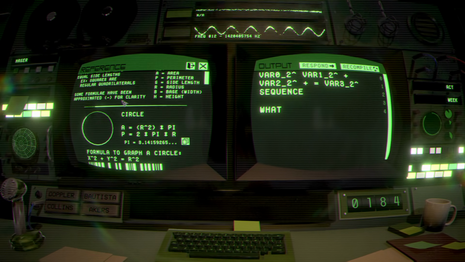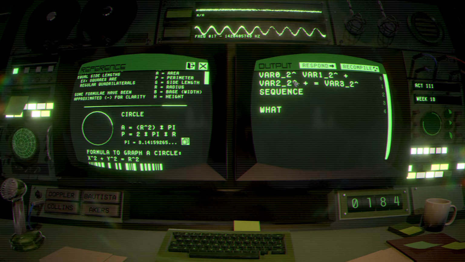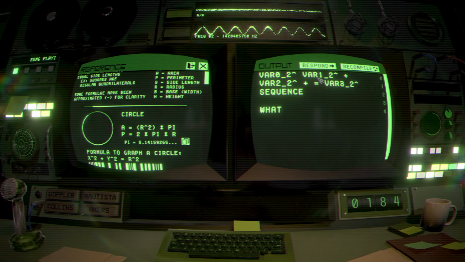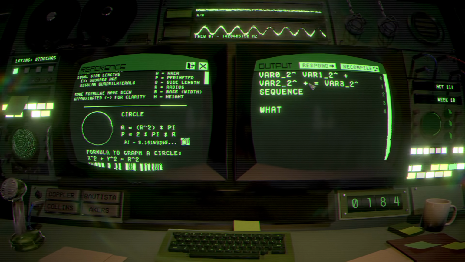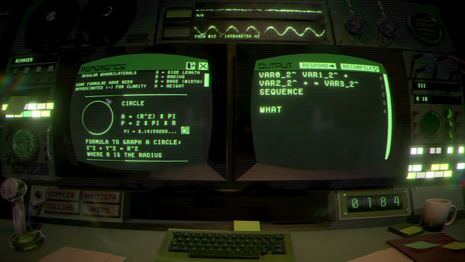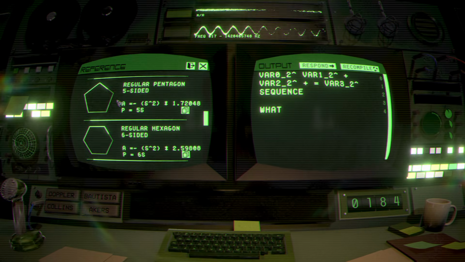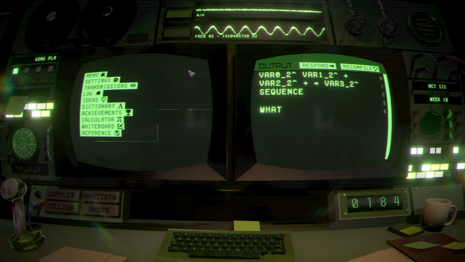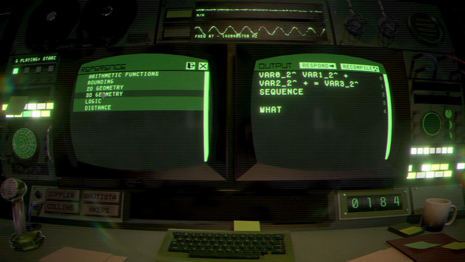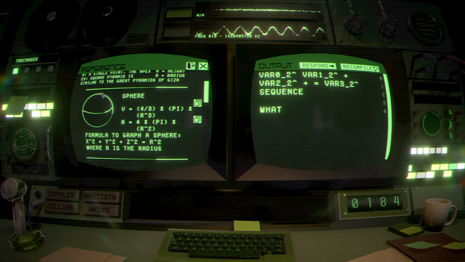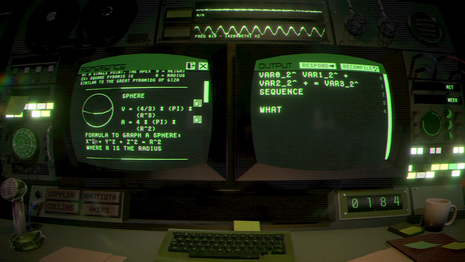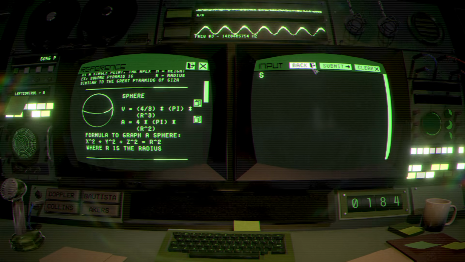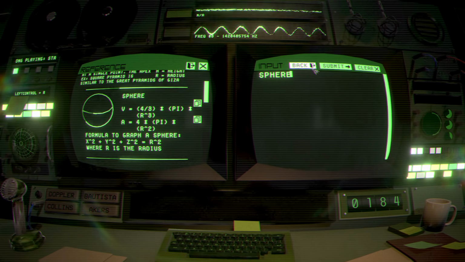Let's look at our geometries. So we have something squared plus something squared plus something squared equals something squared. We have three sets of variables this time. So I'm thinking, here we go: formula to graph a sphere. So what is it? It's a sphere.